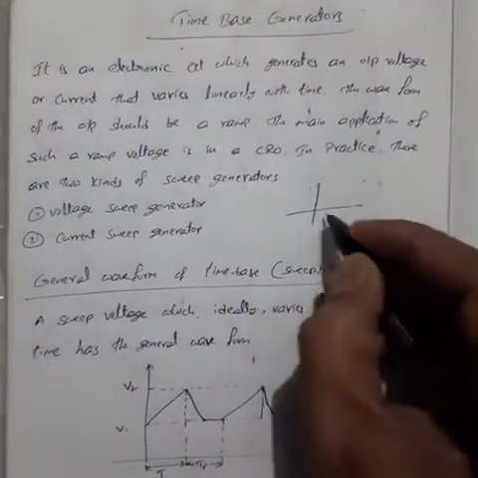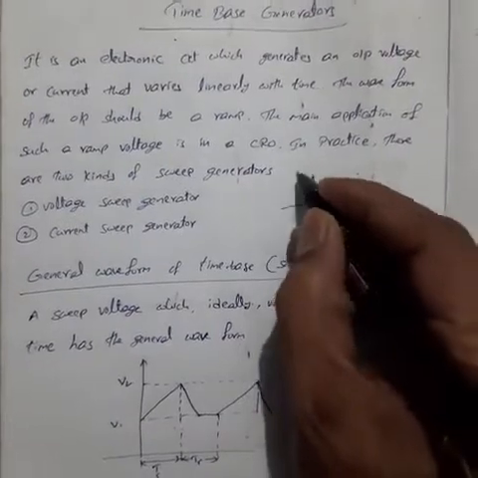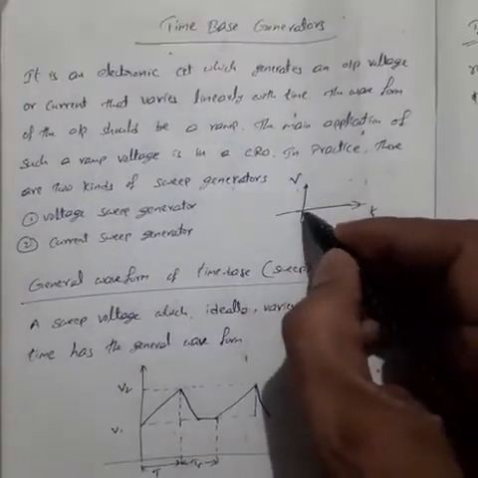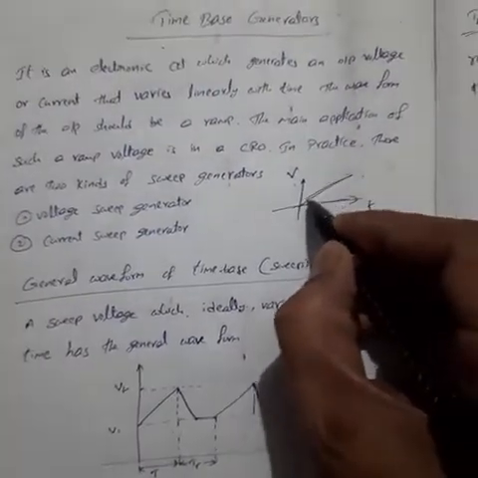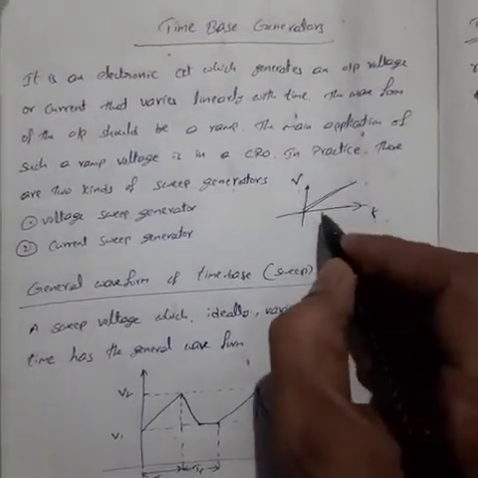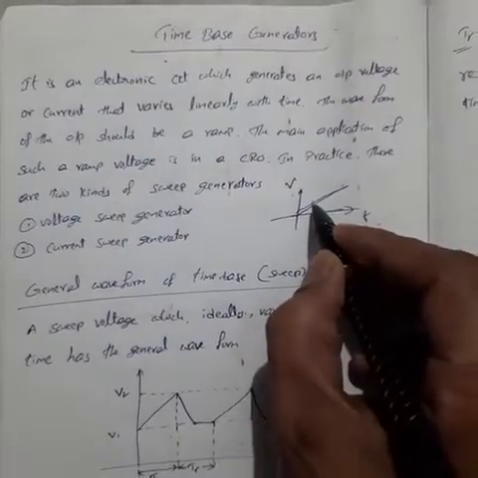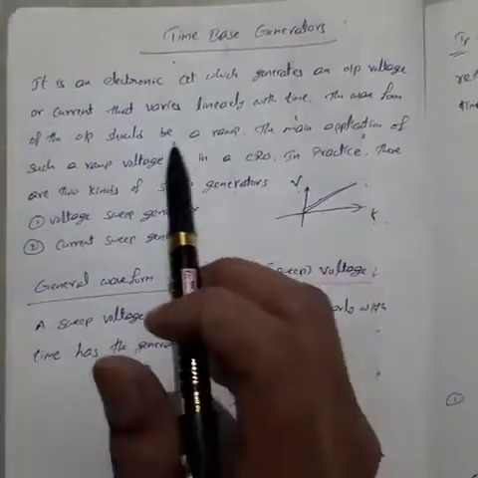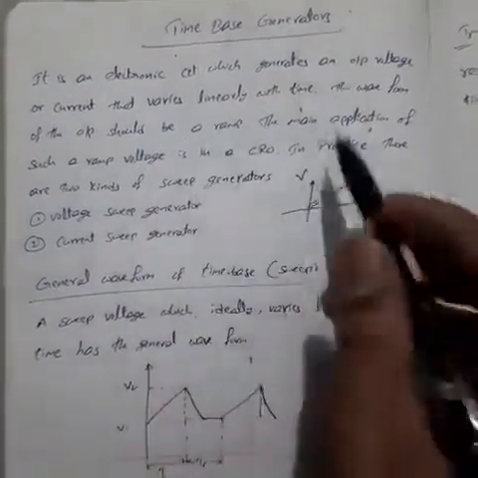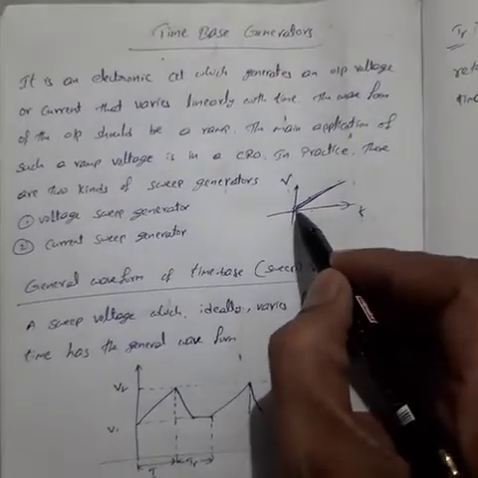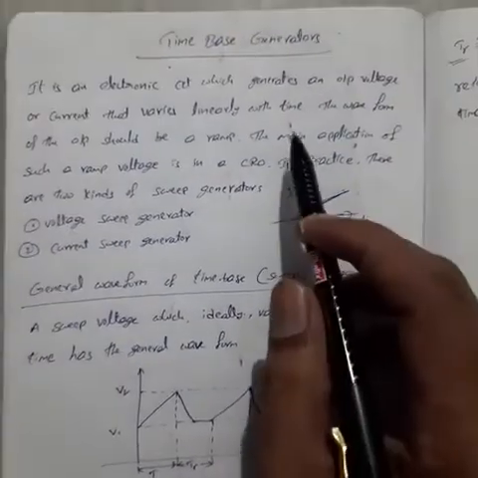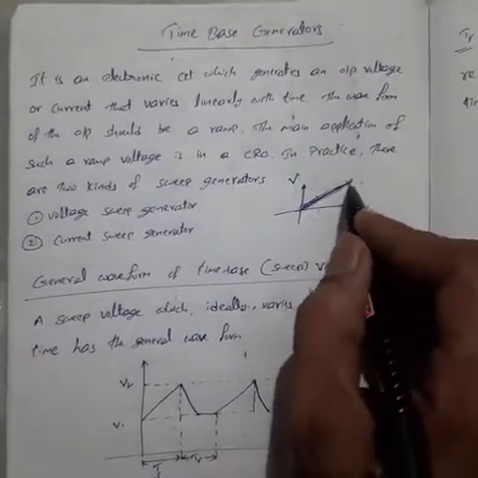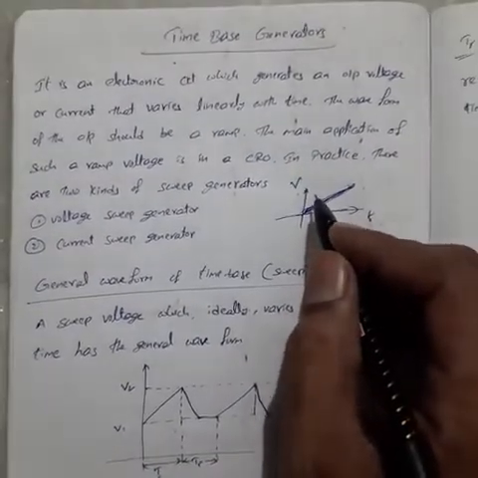That means, suppose this is the time, and for example, this is voltage. This voltage increases linearly with respect to time. If time increases, then voltage also will increase. That is the meaning of varying linearly with time. The waveform of the output should be a ramp. So this is the ramp signal. The main application of such ramp voltage is in CROs. Mainly we use these time-based generators in CROs.